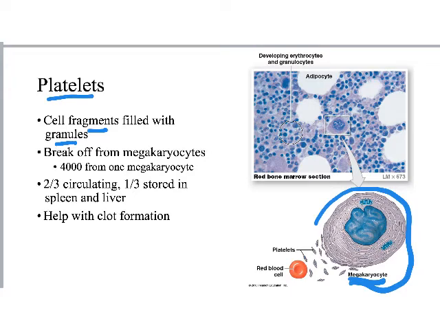You can get 4,000 platelets from one megakaryocyte. So most of these are circulating in the blood, but some of them are stored in your spleen and your liver in case you need more platelets. All of a sudden you have a backup in your spleen and liver. And the main thing to remember about platelets is that they aid with clot formation.